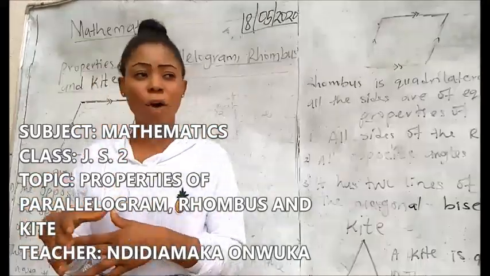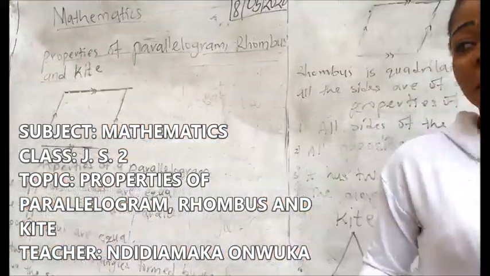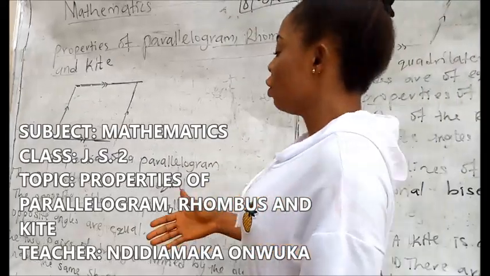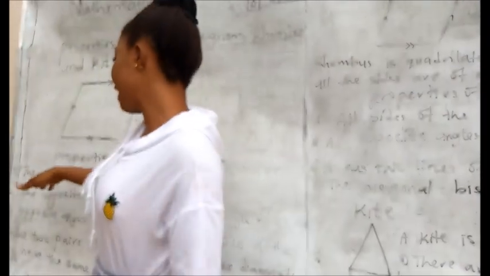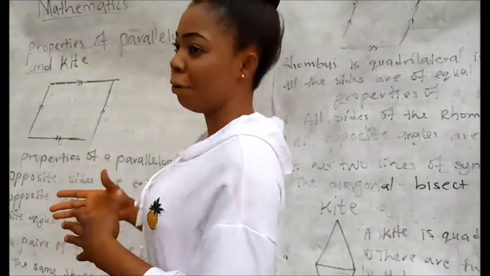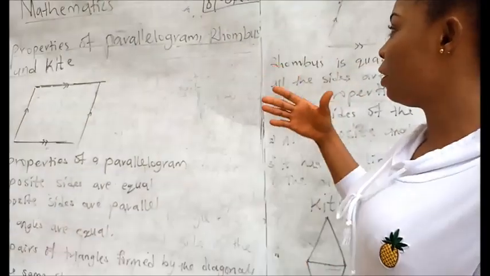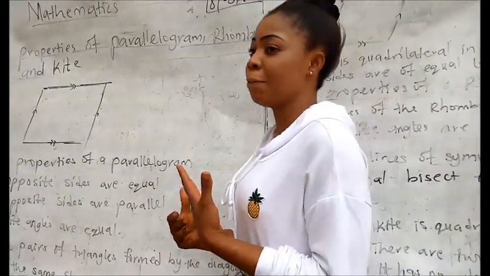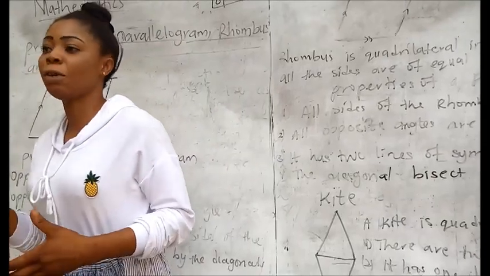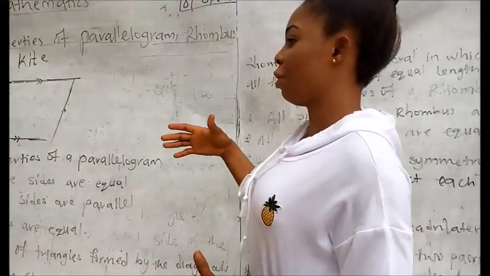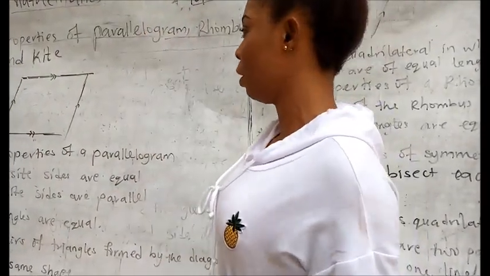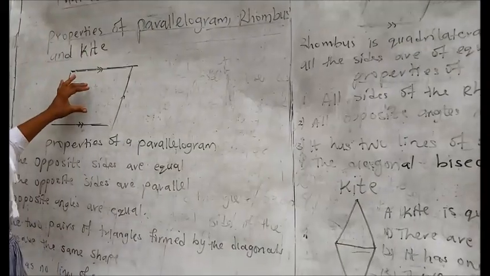The specific objective of this lesson is that at the end of the lesson, the student should be able to state the properties of parallelogram, state the properties of rhombus, state the properties of kite, and also do some calculation under these properties. Now, the first one we have here is parallelogram.